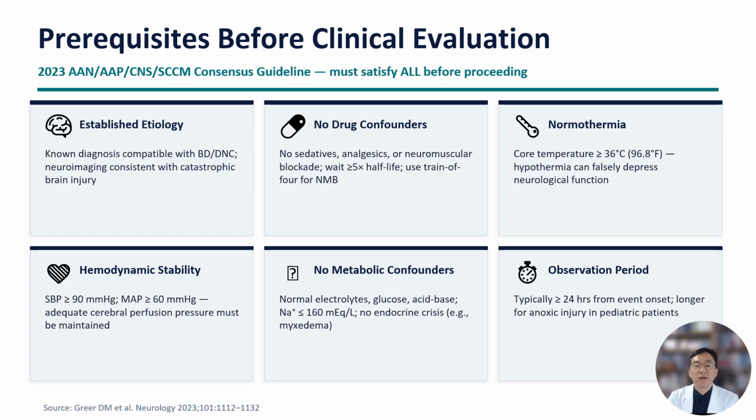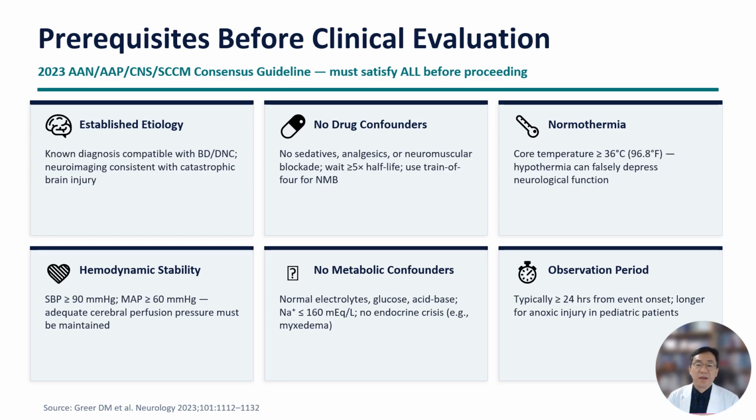Second, no drug confounders. No sedatives, no analgesics, no neuromuscular blocking agents. The guideline says to wait at least 5 half-lives. And for an NMB agent specifically, use a train of 4 testing to confirm that they're gone. Third, normothermia. Core temperature must be at or above 36 degrees Celsius. Hypothermia, even mild hypothermia, can suppress neurological function and give you a completely false picture.